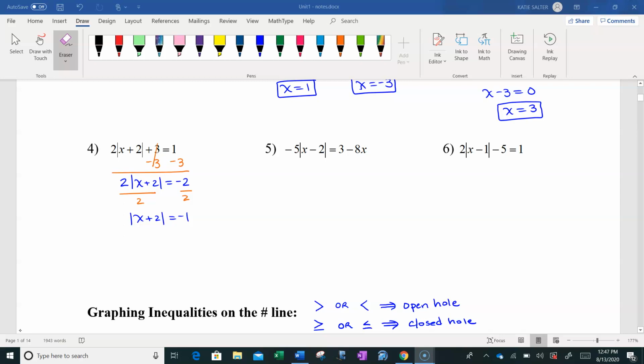Once we get here, this is why we have that step to check. We can see that we have the absolute value of, and it really doesn't matter what's inside there, of something is equal to negative 1. Well, we know that that is not possible. We cannot have the absolute value of anything equal to a negative number. So in this case, our answer is automatically no solution.